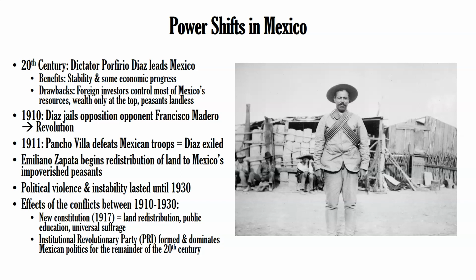Now, to make a long story short, because we don't have time, there's going to be political violence and instability in Mexico from 1910 to 1930. But ultimately, there are going to be two big effects from these conflicts. One, they're going to develop a new constitution with land distribution, public education for all, and universal suffrage. And two, a new political party is formed, the Institutional Revolutionary Party, that's going to dominate Mexican politics for the remainder of the century. I think until 2000, every single Mexican president is going to come from this party.